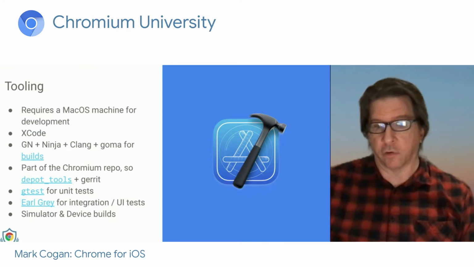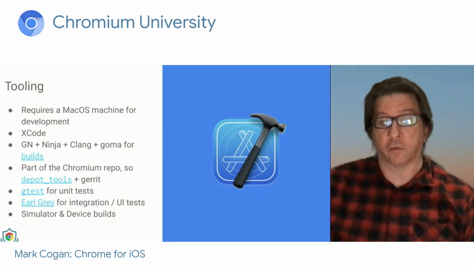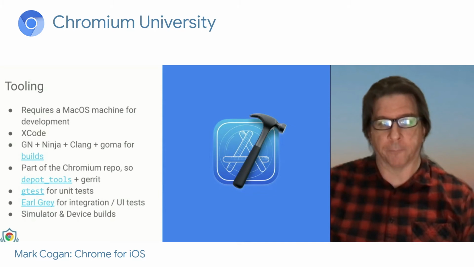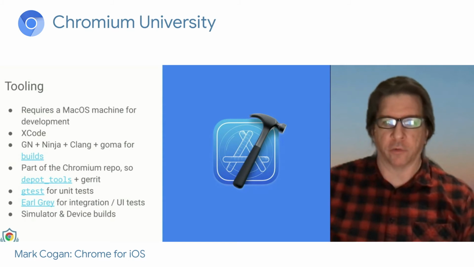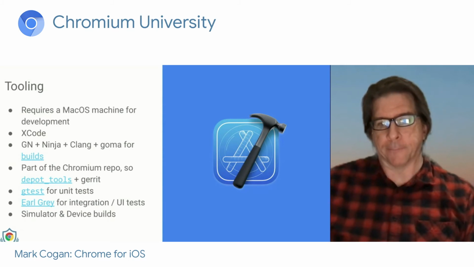For integration and automated UI tests, we use a Google-authored tool called Earl Grey. It's open source. That is built on top of Apple's XCTest frameworks. So Earl Grey tests are used for writing tests for more complicated UI interactions and so on.